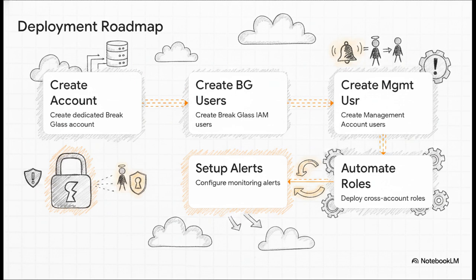Step 2, create the break glass users. Step 3, create the management users. Step 4, automate cross-account roles. And finally, Step 5, set up monitoring alerts. Let's actually break down exactly what each of these entails.